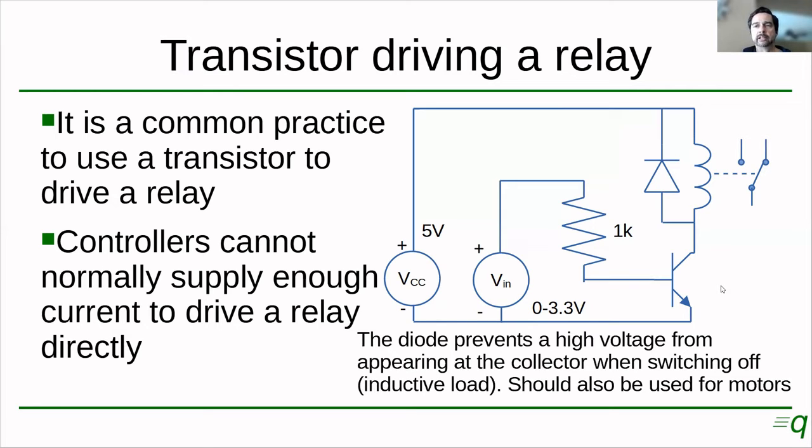Relays are not the only kind of inductive load that transistors will be switching. Motors are other devices that can behave in the same way. So if we were controlling a DC motor here, we probably want to have a diode connected like this as well.